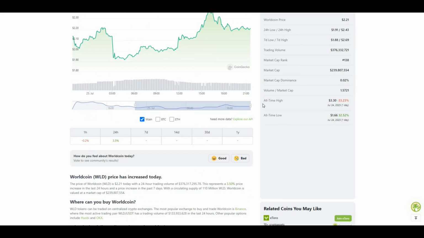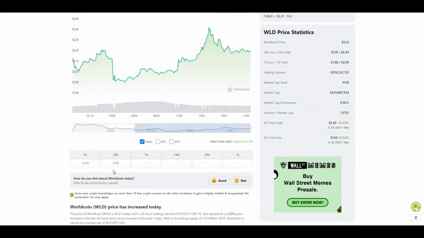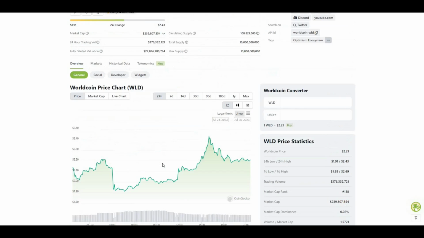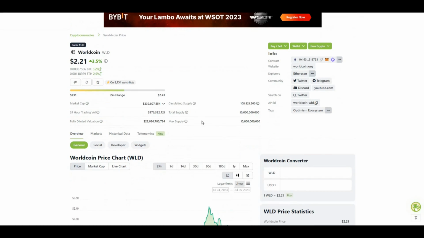We can see the all-time high for this was $3.30. That was on July the 24th, so literally one day ago. And since then, in the last 24 hours, it's up 3.5%, as I was just saying a moment ago. So that is pretty much what the price is looking like at the moment.